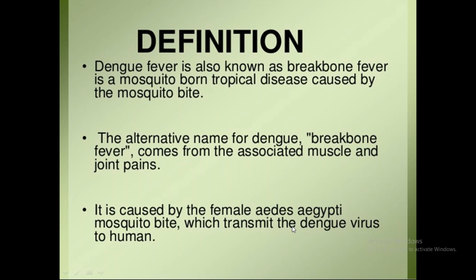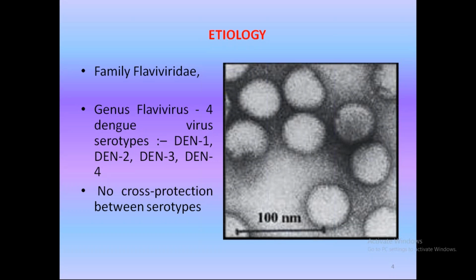How many serotypes are there in dengue? I think you already read in microbiology and pathology also. There are 4 serotypes. Each has a similar clinical presentation, but antibodies produced by one dengue virus won't protect against the other serotypes. That's the problem with dengue. Dengue belongs to the family Flaviviridae, genus Flavivirus, and there are 4 serotypes: Den1, Den2, Den3, Den4.